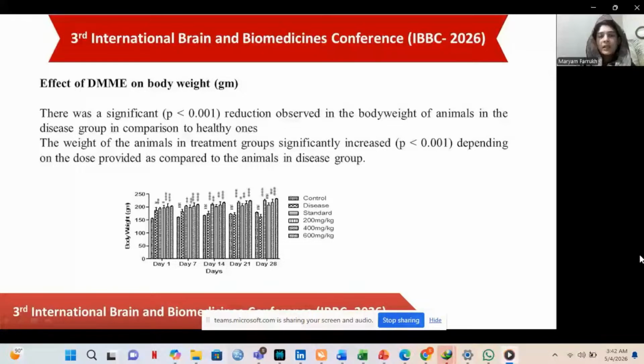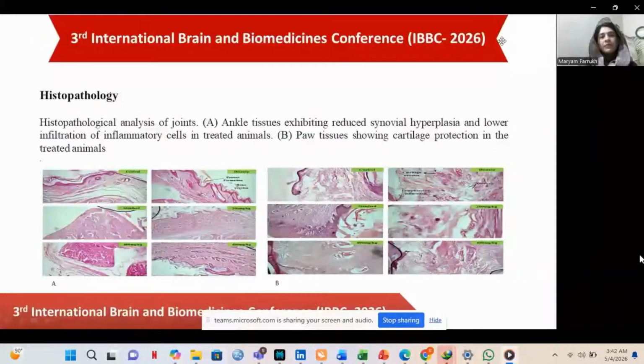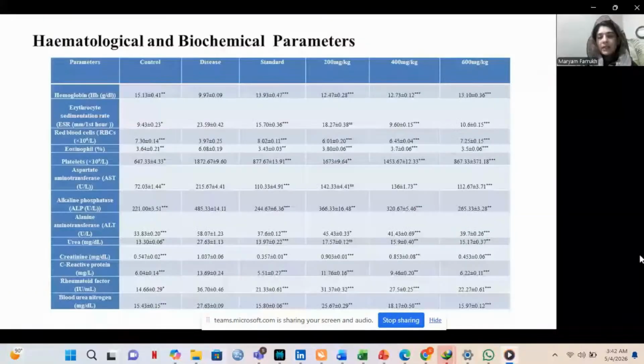Next are the results of hematological and biochemical parameters. The first one is the result of HB, hemoglobin level. The hemoglobin level was significantly reduced in the disease group while it was improving in the treatment group. Other parameters were LFTs and RFTs, and they were improved in the treatment group as compared to the disease group. The results were mostly dose dependent. Along with the LFTs, RFTs, and blood parameters, we also determined the levels of CRP and rheumatoid factor.